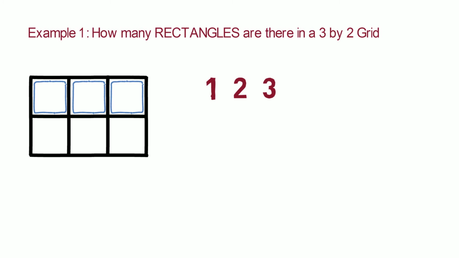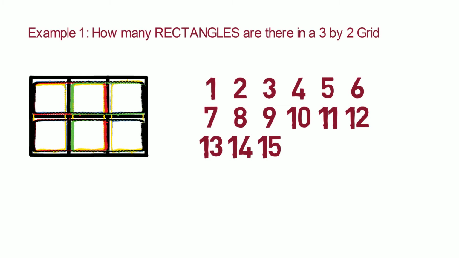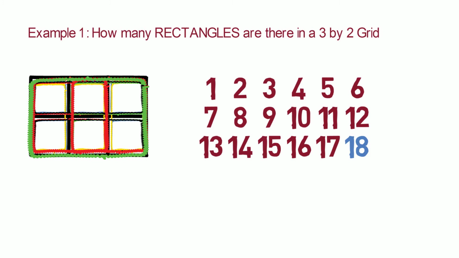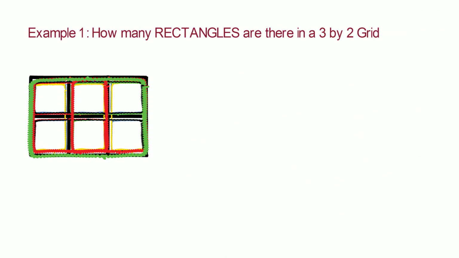So let's continue the counting. That's rectangle number 4, 5, 6, 7, 8, 9, 10, 11, 12, 13, 14, 15, 16, 17, and number 18. So, as you can see, there are a total of 18 rectangles. But as you can also see that this is a time consuming and error prone method. Moreover, as you increase the size of the grid, your life will only become more and more difficult.